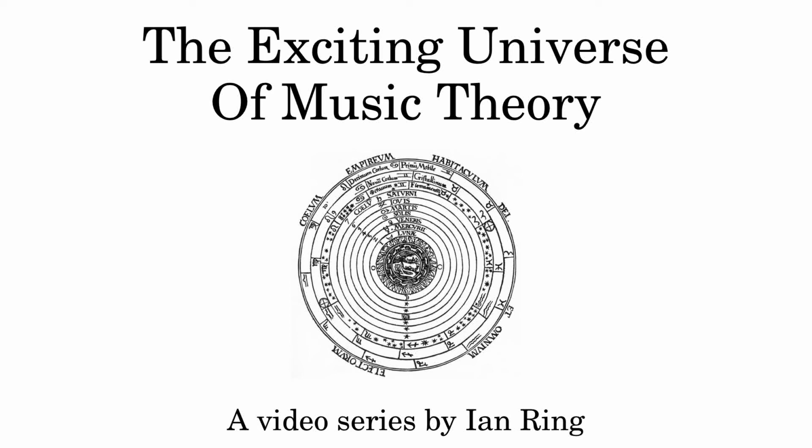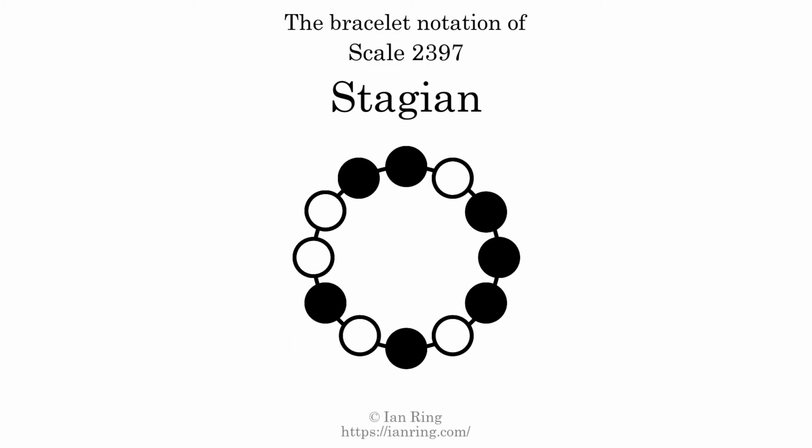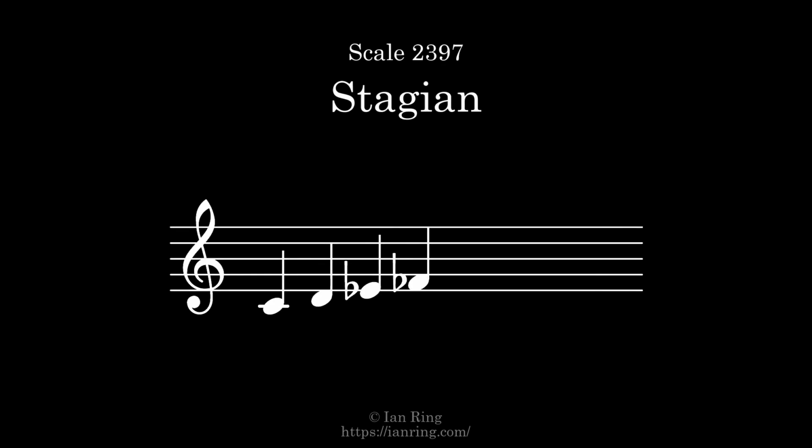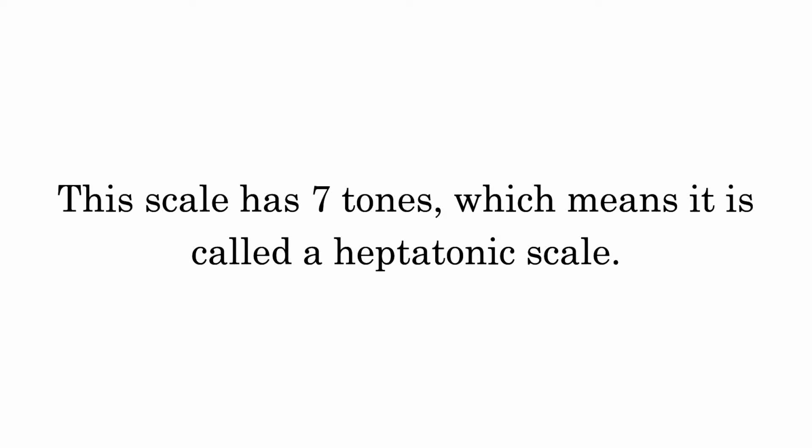Welcome to the exciting universe of music theory. Are you ready to learn? Then let's begin. Today we will talk about scale 2397, Stagian, which sounds like this. This scale has 7 tones, which means it is called a heptatonic scale.